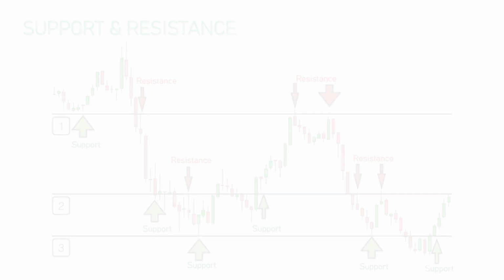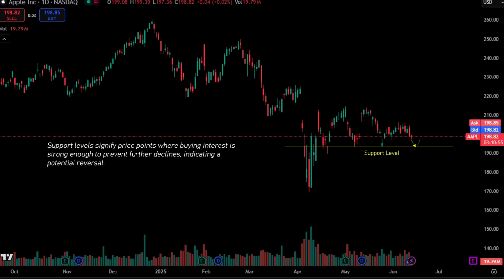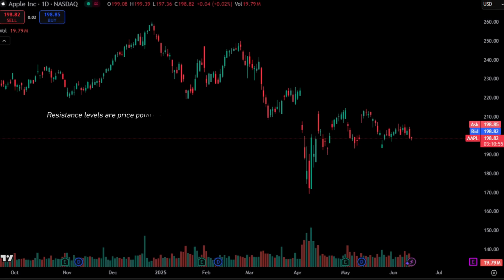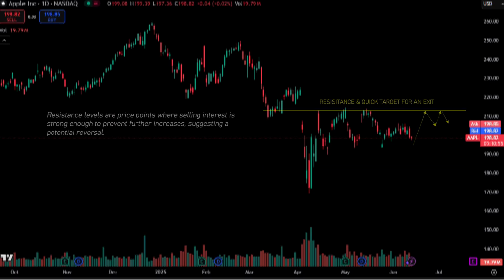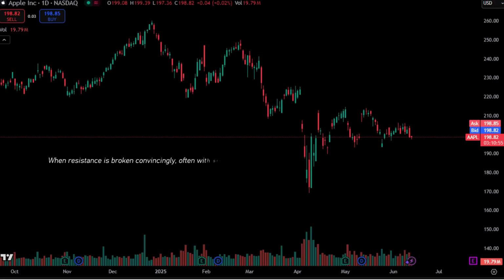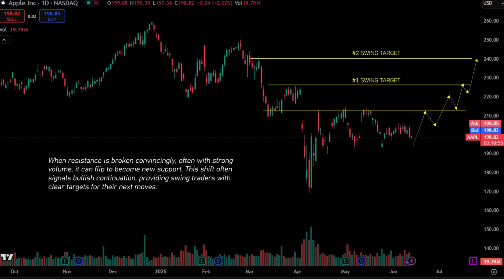Support and resistance are key levels to understand. Support is a price level where buying interest is strong enough to prevent the price from falling further, acting like a floor. Resistance is a price level where selling pressure is strong enough to prevent the price from rising further, acting like a ceiling. Traders use these levels to identify potential entry and exit points, as prices often bounce off support and resistance or break through them, signaling a possible trend continuation.